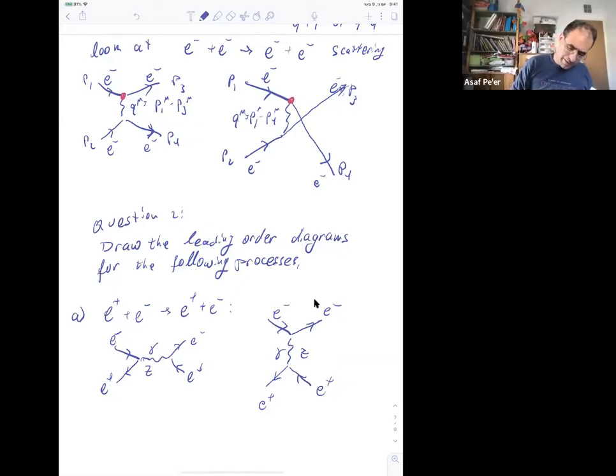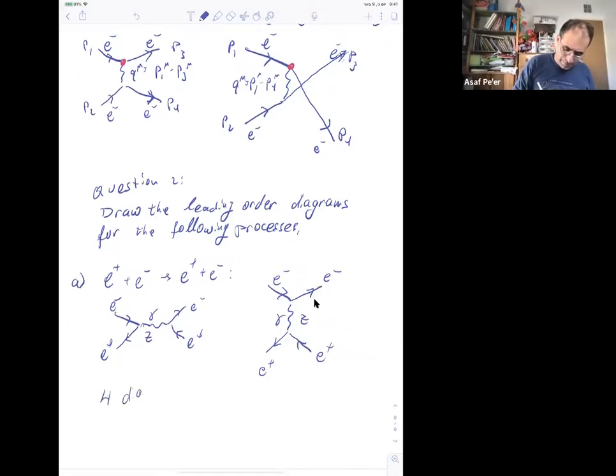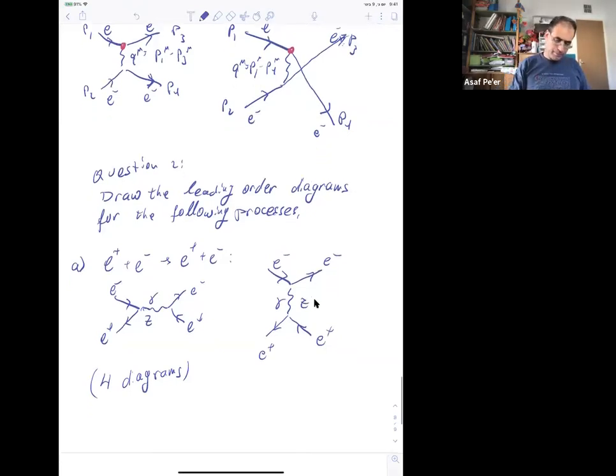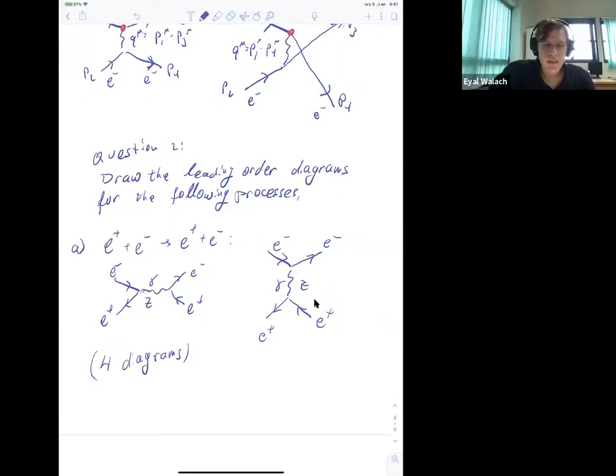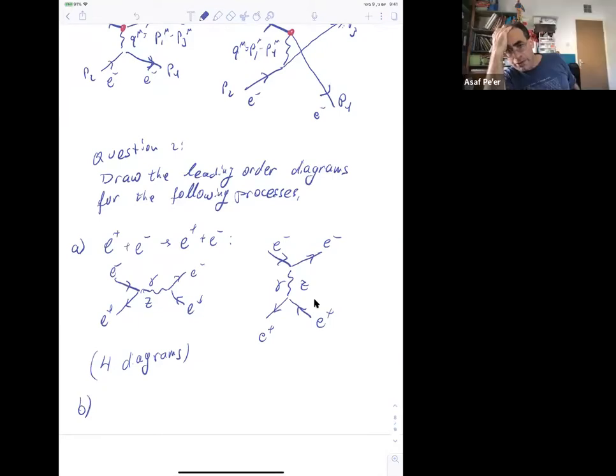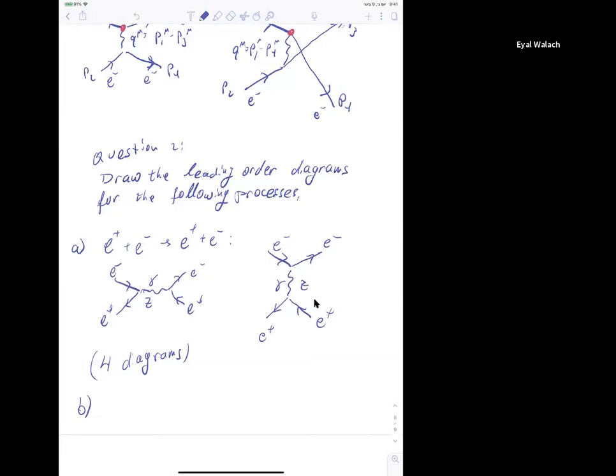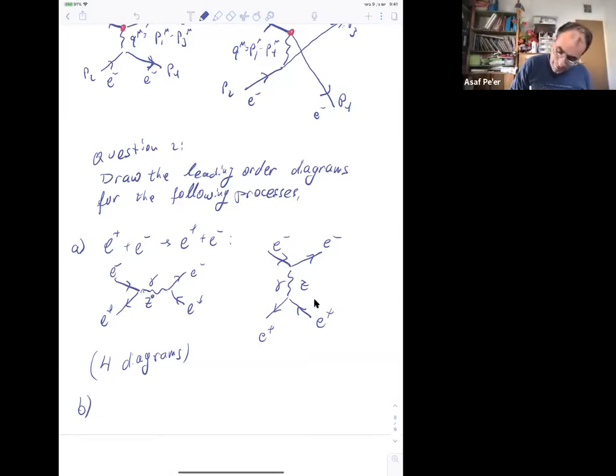So we have 4 diagrams total to leading order. What about the process? Asaf, yeah, can there be W-mediated processes? No, because the W is charged. The Z is neutral and the W is charged, and you have conservation of charge at each vertex.